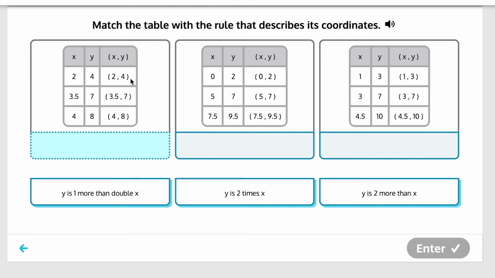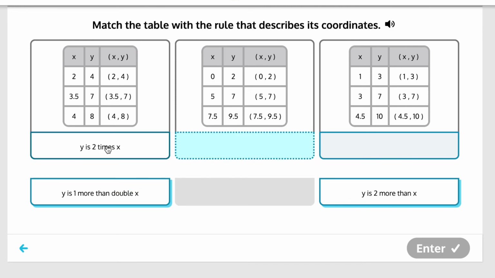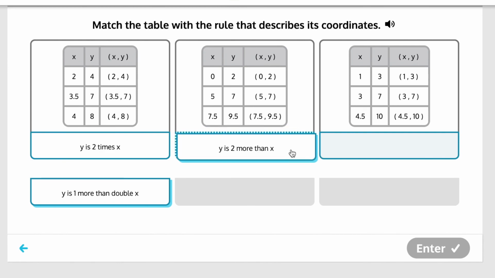Okay, so this is what I'm noticing. In this first table, y is exactly 2 times x. 4 is double 2, 7 is double 3.5, and 8 is double 4. So that best goes with y is 2 times x. In this second table, each y-coordinate is 2 more than the x-coordinate. 2 is 2 more than 0. 7 is 2 more than 5, and 9.5 is 2 more than 7.5. So we're adding 2, and it doesn't look like anything's being multiplied. So y is 2 more than x.